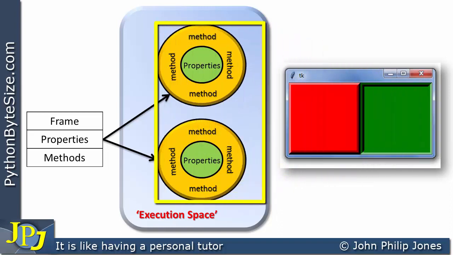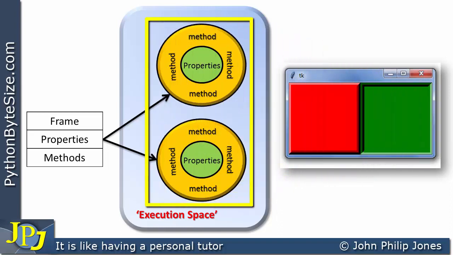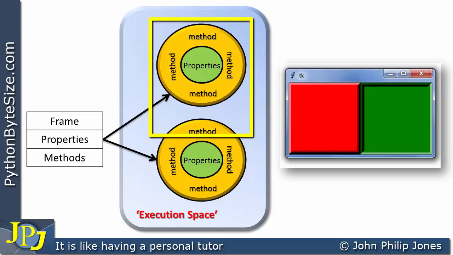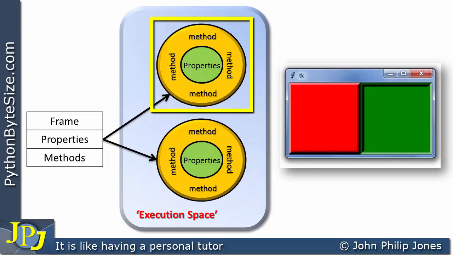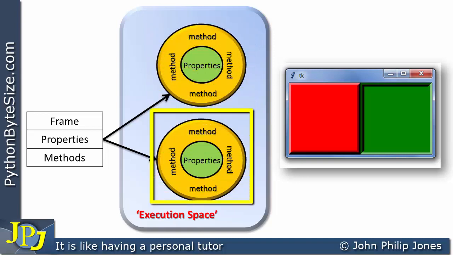So when we look at these two instances, these two objects, this one has its background property, for example, set to red, whereas this one has it set to green. They both have the same size, so inside here, this one has its own copy of 150 for the height and 150 for the width, and this one here has its own copy of 150 for the height and 150 for the width. Now that's key to understanding object-oriented programming.